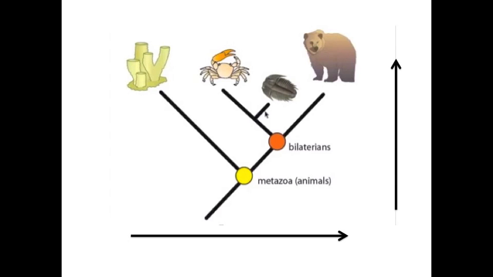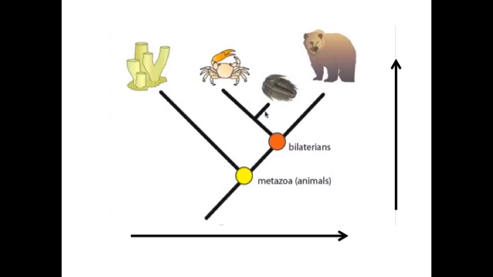So in this picture, you've got a pretty simple phylogenetic tree. You've got the sponge, the crab, a trilobite, which is an extinct organism, and the bear. The crab and the bear are more closely related to each other than they are to the sponge, so their lineage lines intersect first at that orange dot. It's called the bilaterians, which just means that the animals have a line of symmetry, like left to right or top to bottom. This dot represents the last common ancestor of all the bilaterians. Sponges, crabs, trilobites, and bears are all animals, therefore their intersection is at the yellow dot termed metazoa, which just means animals.